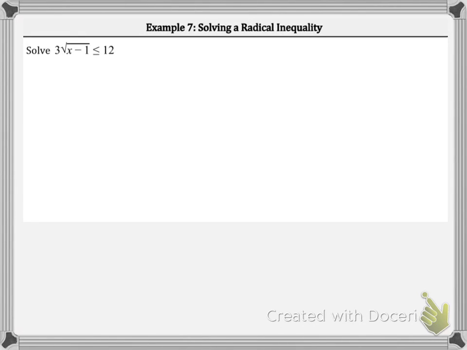So now let's get into solving a radical inequality. Now with a radical inequality, it's not just one answer you're looking at. You're looking at a whole range of numbers. And so we have 3 square root of x minus 1 is less than or equal to 12.